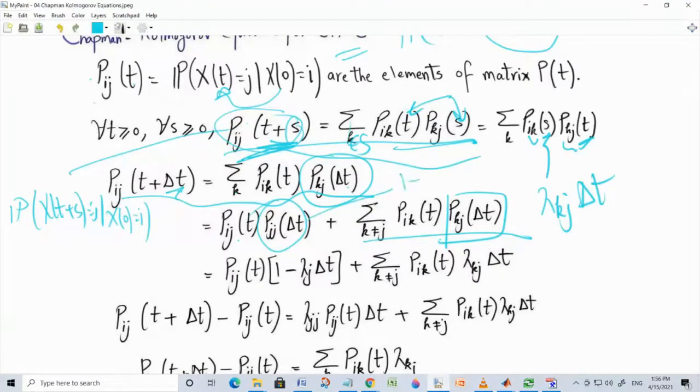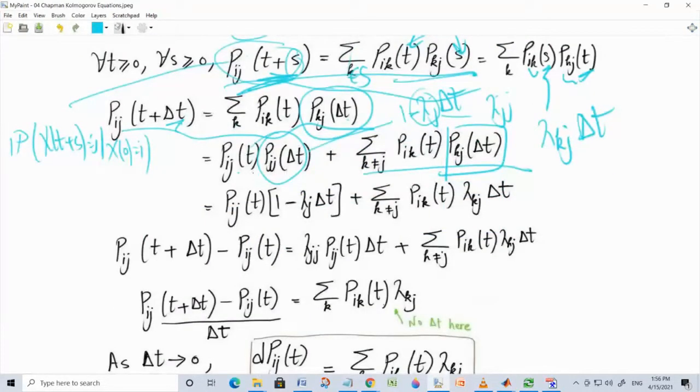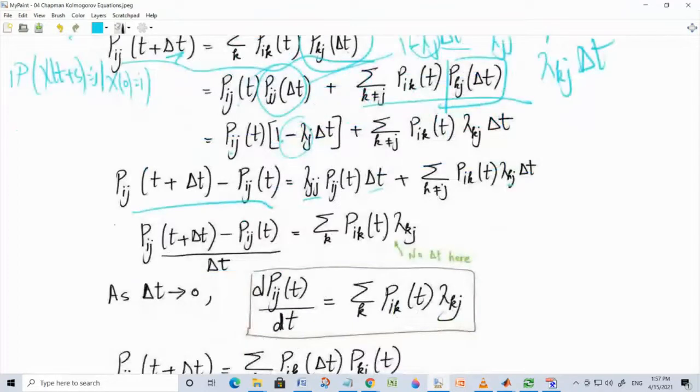Okay, and so this is 1 minus lambda j delta t, and don't forget that this minus lambda j can be written as lambda jj by definition. Okay, and so you do this, and you basically rearrange the terms such that you get bij of t here, you move it to the other side, and then this minus lambda j is written as lambda jj. Okay, and then you have delta t and delta t, and then you divide both sides by delta t, and it becomes clear what the objective now is.